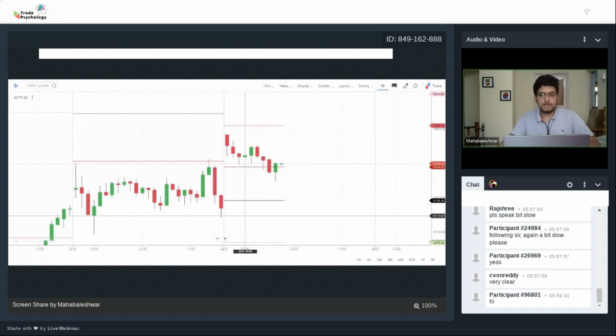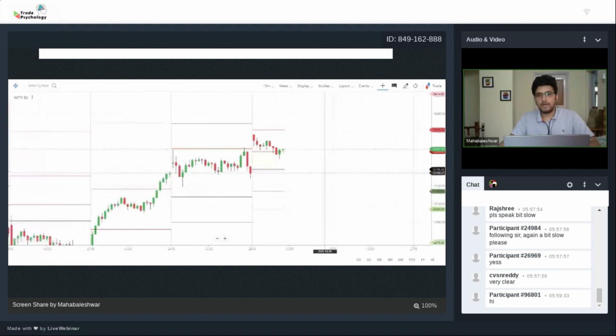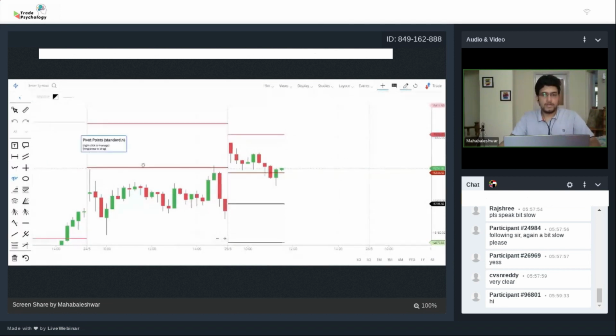And we use another indicator called pivot points. Pivot point is a very good indicator for intraday trading because it helps you identify where the support or the resistance of the market could be. You can see that today there was a gap up opening. Nifty opened almost 50 points above yesterday's close.